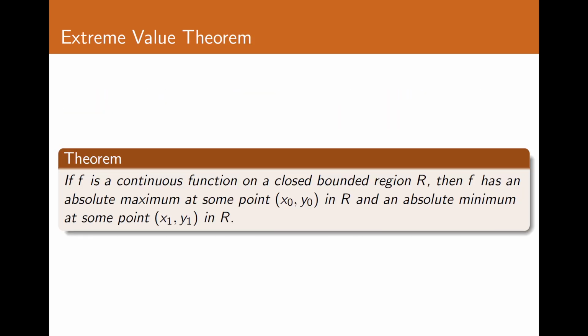So then our extreme value theorem in this case says that if we have a continuous function, so again, continuous function just means there are no holes in the function, you can draw a nice surface. So if f is a continuous function on a closed bounded region R, then f has an absolute maximum at some point x0, y0 in R, and an absolute minimum at some point x1, y1 in R. So this is the analogous statement to what we had for functions of one variable with the extreme value theorem there.